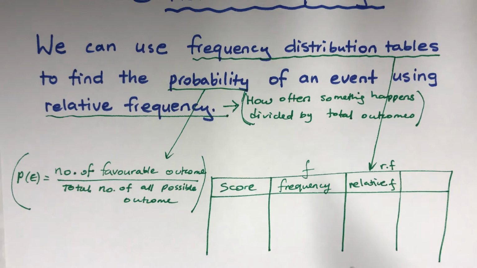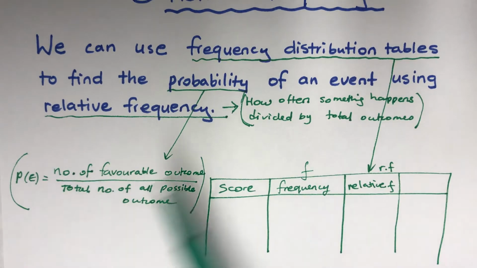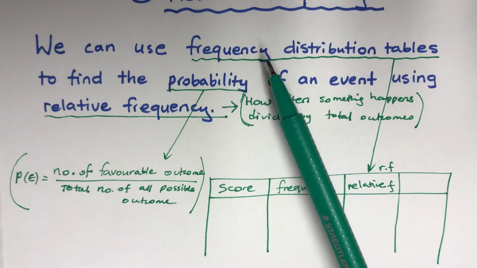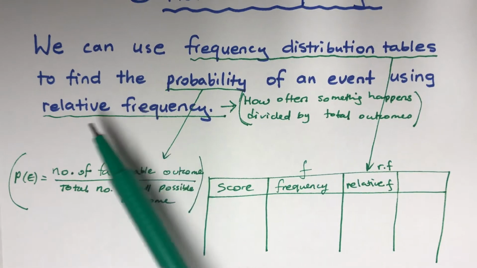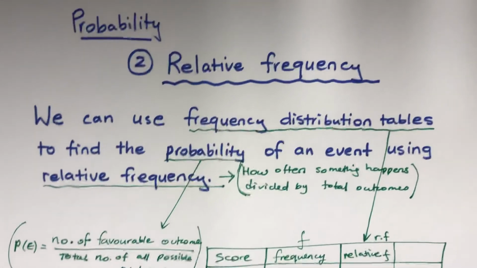But we're going to use the frequency distribution table because we need frequency. Because that's relative frequency, obviously, so we're using frequency. So that's what we are going to use. All right then, so that's sort of understood there.